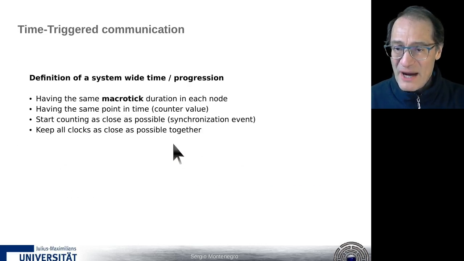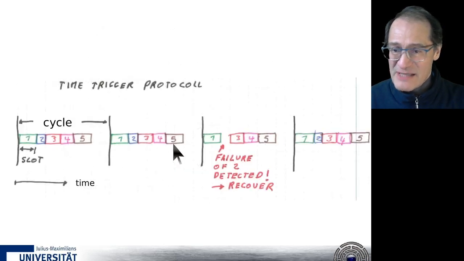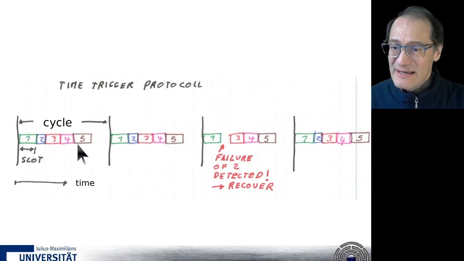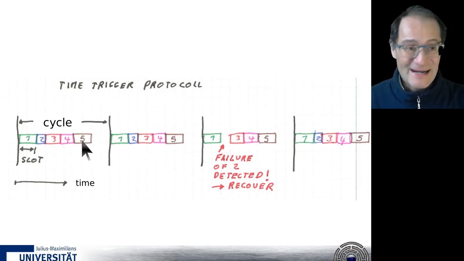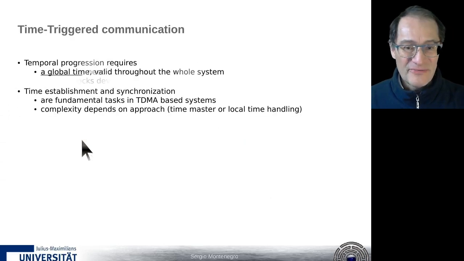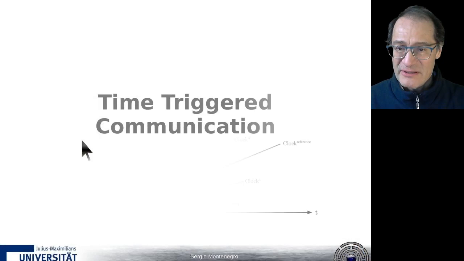If we go back to this diagram, just a second, this is our cycle, which includes several slots. This is one slot, and this slot has several micro ticks, and the micro ticks consist of many micro ticks, but this is for the word communication not important.